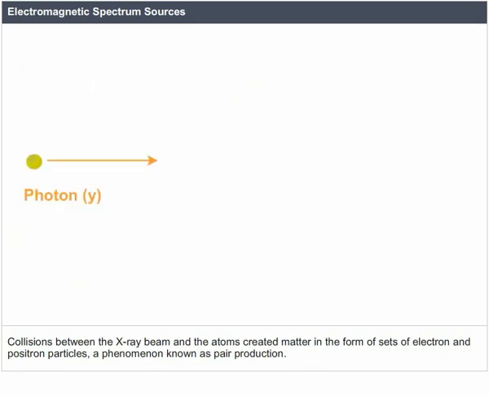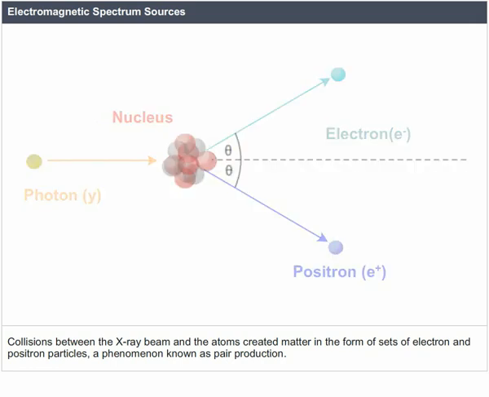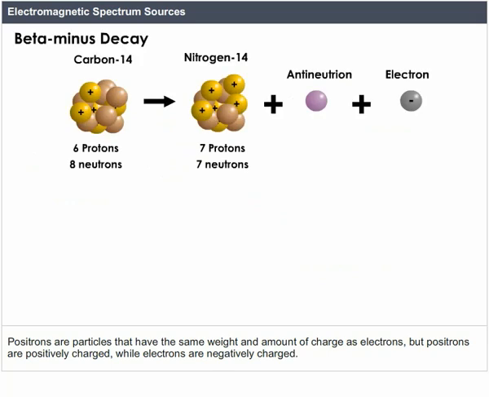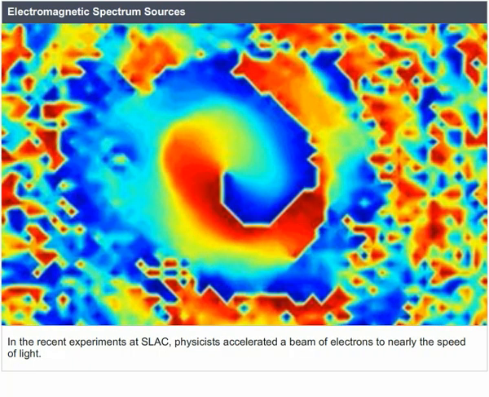Collisions between X-ray beams and the atoms created matter in the form of a set of electron and positron particles, a phenomenon known as pair production. Positrons are particles that have the same weight and amount of charge as electrons, but positrons are positively charged, while electrons are negatively charged.